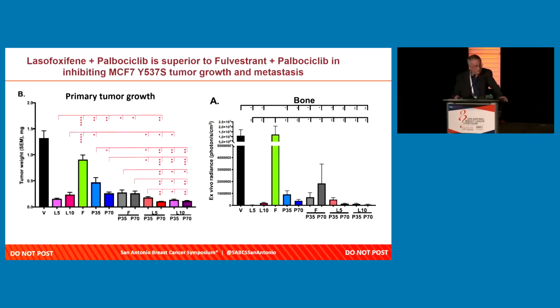So then we did a combination to fit with the fact that CDK4/6 inhibitors are used routinely. And we saw that lasofoxifene was very effective in the Y537S model, which is what we used. Fulvestrant much less so, which is shown right here. And I'm showing you one metastatic site, bone, where again, fulvestrant is really not effective, but lasofoxifene is very effective, and the combination is even more so.